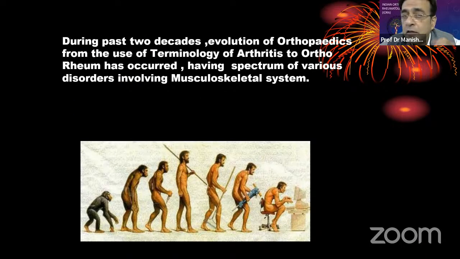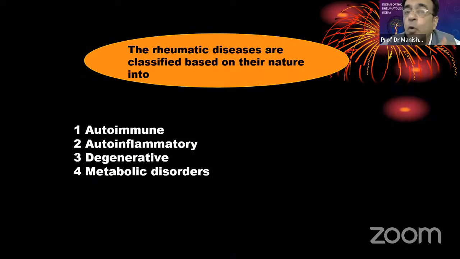In the past 2 decades, orthopedics was initially catered to by the terminology of arthritis only. Now orthorheumatology means a various spectrum of musculoskeletal system disorders. It's not around the joint or the periarticular region, it's along the musculoskeletal system. Everything is involved. Truly, practically speaking, it can be classified according to the nature of the disease. And there are only 4 natures practically.